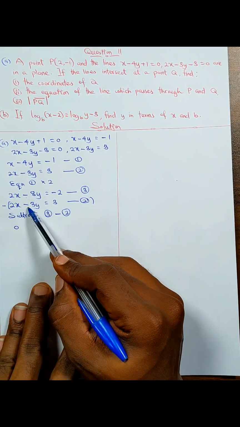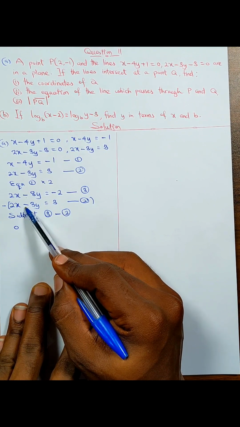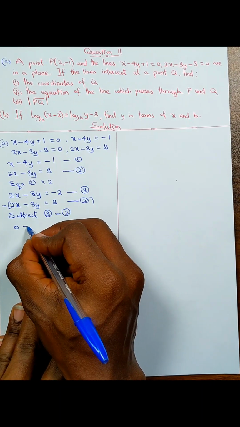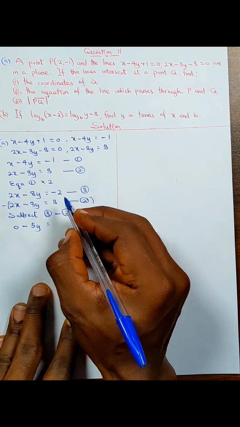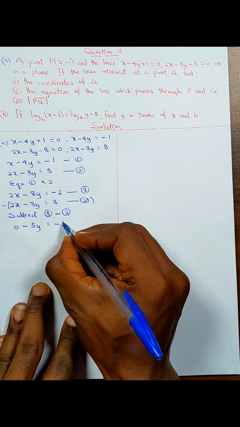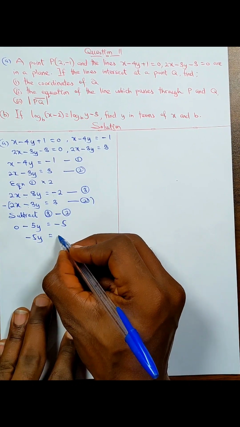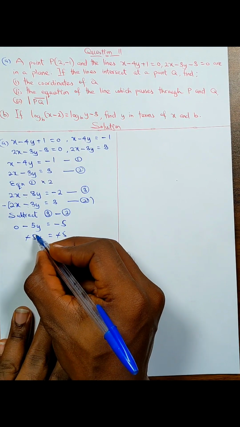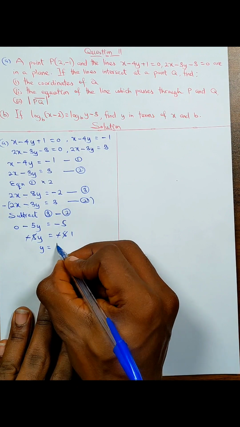-8y minus gives us a plus. So -8y minus (-3y) is plus 3y, giving us still a negative 5y. Then -2 - 3 gives us -5. So I'm going to get -5y = -5. This minus and minus cancels out, the same way the 5 and the 5 cancel out. So y is equal to 1.